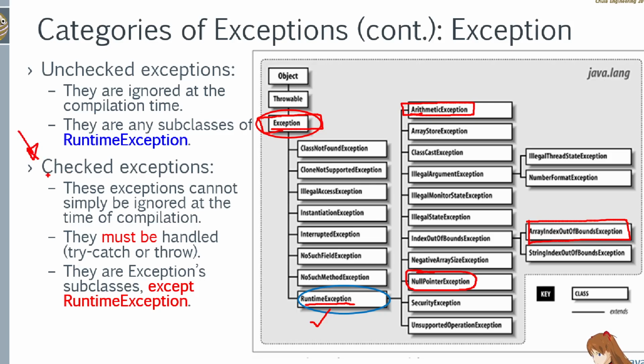There are also checked exceptions. That means these exceptions are to be dealt with at compile time. It can't be ignored, so it must be handled by try catch block or by throw, which we'll see. For example, FileNotFoundException.